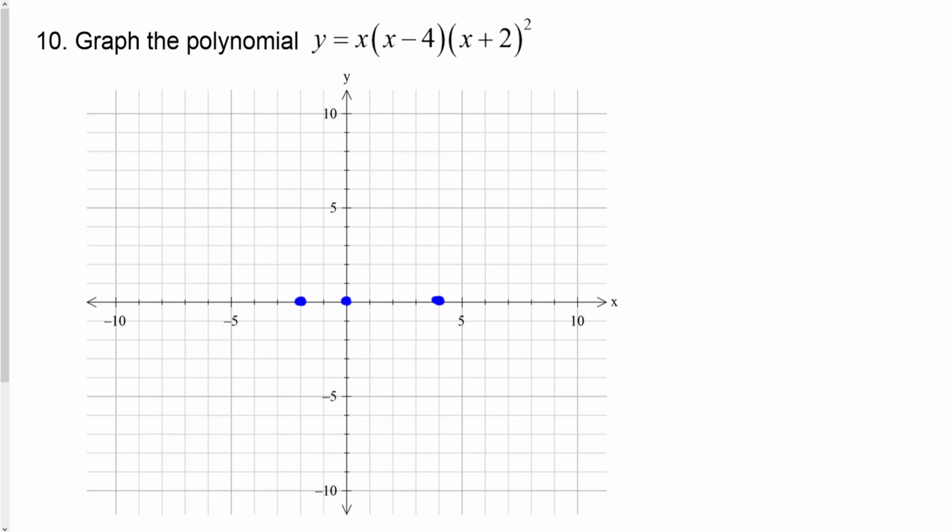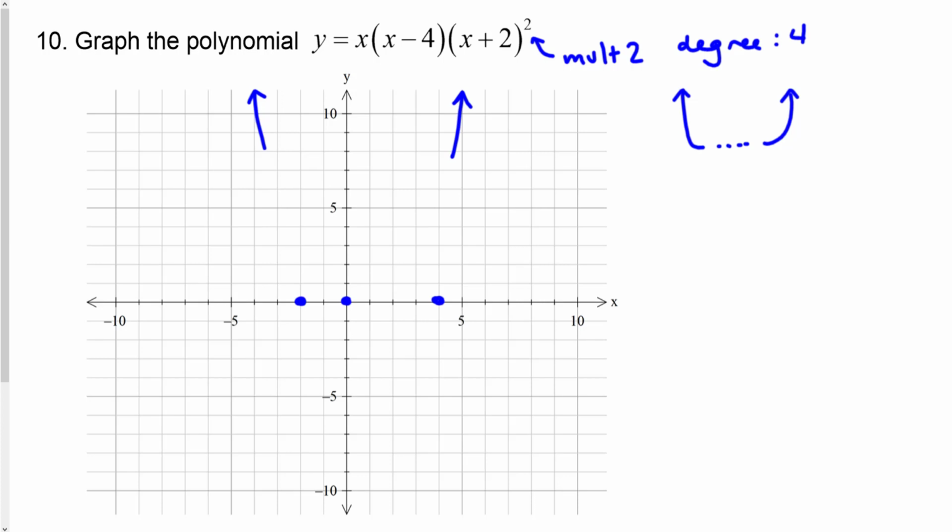Now, notice the square on the x plus 2. So this means it's multiplicity 2. So this polynomial has 4 zeros, so it's degree 4. Which means the end behavior needs to start positive and end positive because the leading term coefficient here is a positive number. There's no negative out front of this polynomial. So I'm going to start in the positive direction and then eventually end in the positive direction.